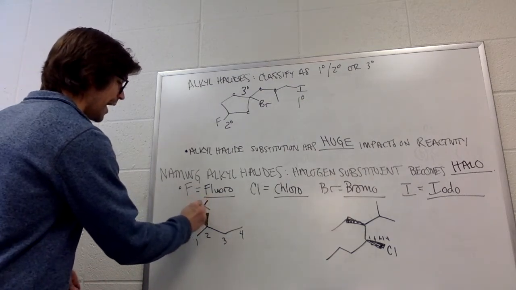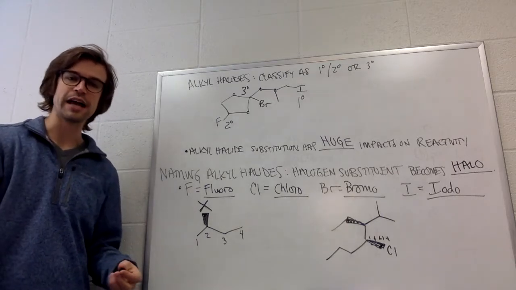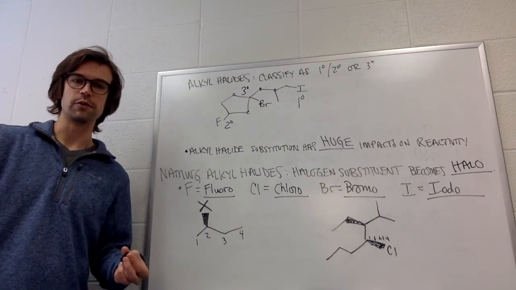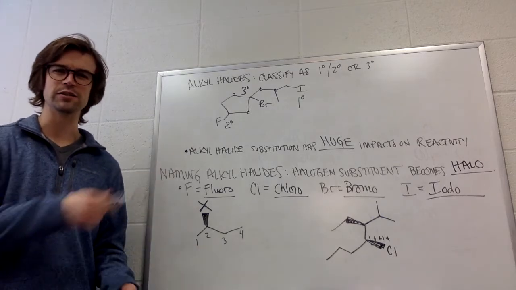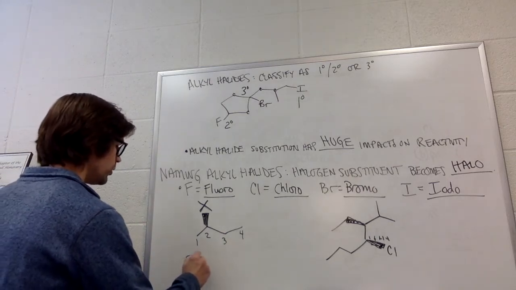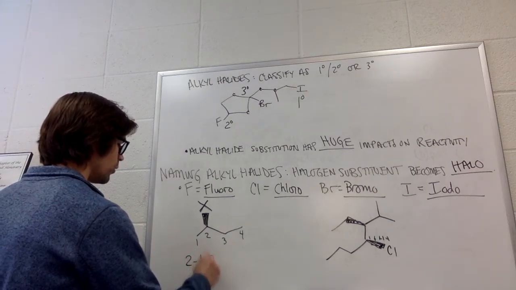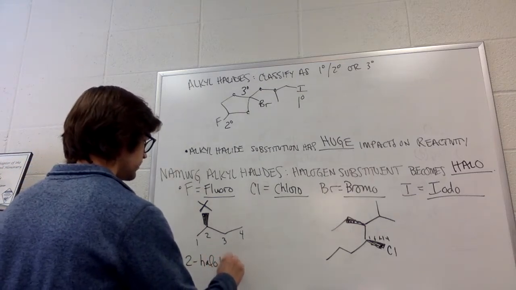Often people do an X for a halogen. So an X would mean any of the halogen types: fluorine, chlorine, bromine, or iodine. X would be like any of them. They have very similar reactivity, so sometimes we'll just put an X instead. So this would technically be 2, we'll just say halo for that halogen, 2-halo butane.